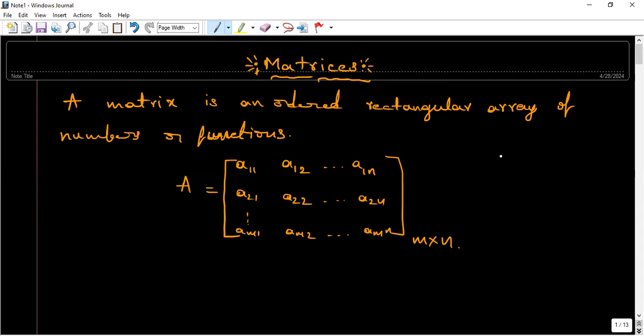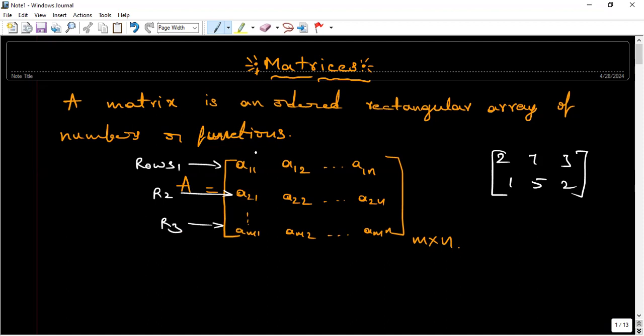You arrange the numbers in a rectangular form like this: 2, 7, 3, 1, 5, 2. It is a matrix. Slowly you will understand why we have written it like this and what the meaning of it is, if you dive into the topic clearly. Just observe, we will call these particular arrangements rows. This is row 1, this is row 2, this is row 3.